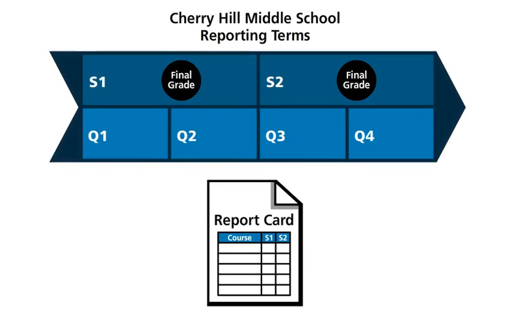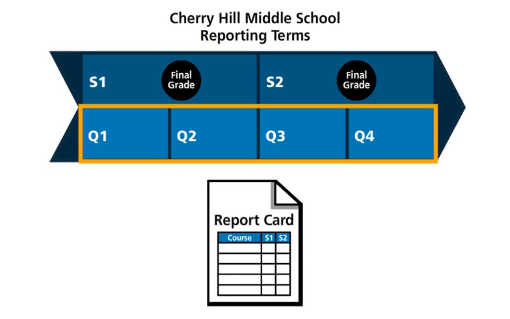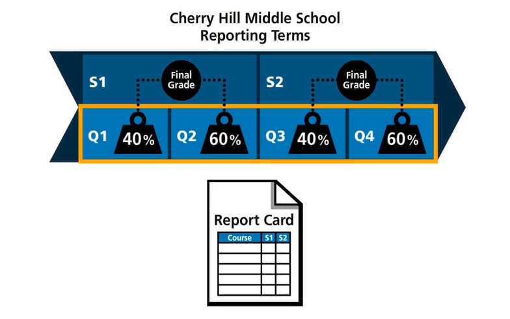You teach at a school where Semester 1 and Semester 2 traditional final grades are included on report cards, but there are also quarter-long reporting terms. In each semester, the first quarter makes up 40% of students' final grades, while the second quarter makes up 60% of their final grades.